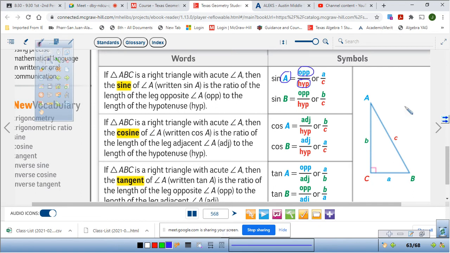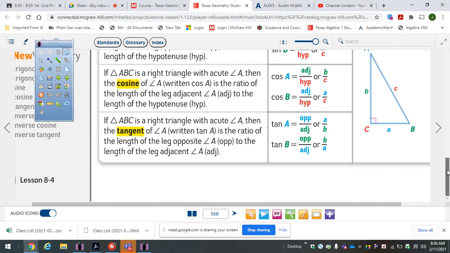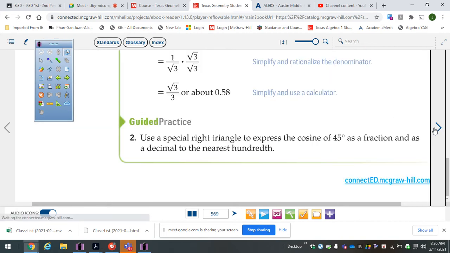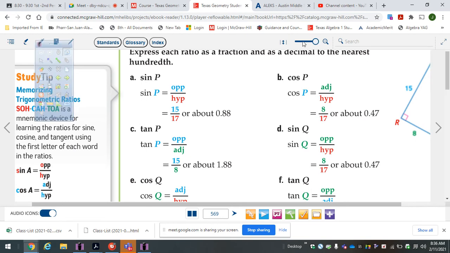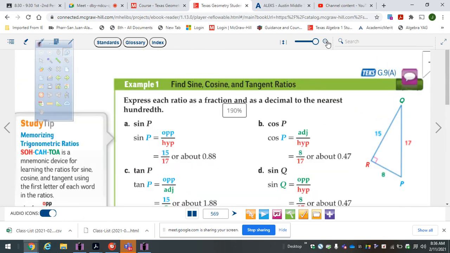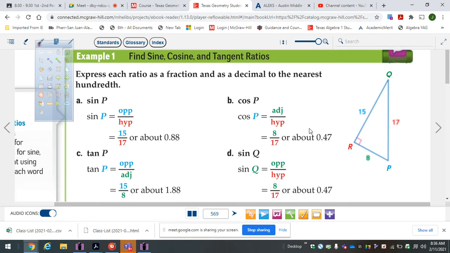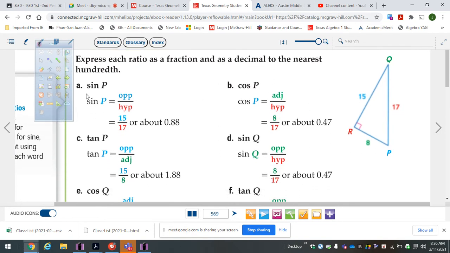So let me just move it on down. First off, they start showing you stuff. Come on, machine. Acting weird. Okay, here they start showing you like sine of P, sine of some number, which is angle P, is equal to what? Opposite over hypotenuse, so it's equal to 15 over 17.